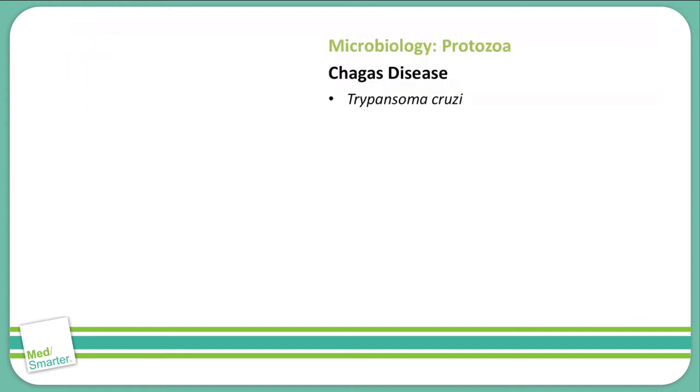Let's discuss Chagas disease. Chagas disease is caused by Trypanosoma cruzi. Trypanosoma cruzi is transmitted through a bite from the reduvid bug. The reduvid bug deposits feces on the skin, and the bite causes itching. The host will then scratch that bite, pushing the feces into the bite, which will then pass into the bloodstream. We mainly see these in South America.